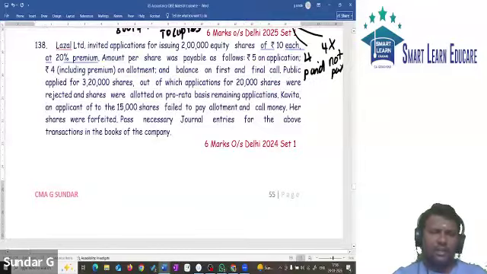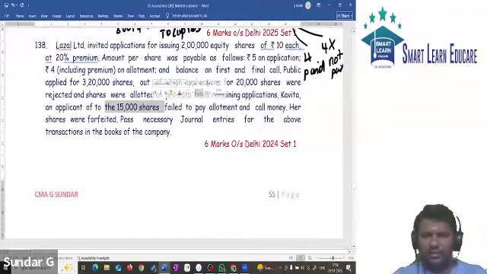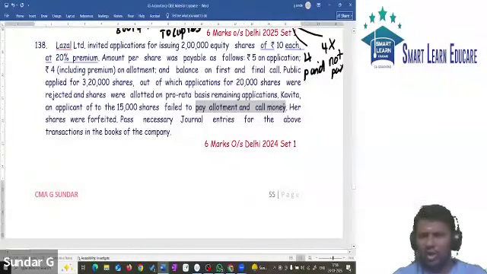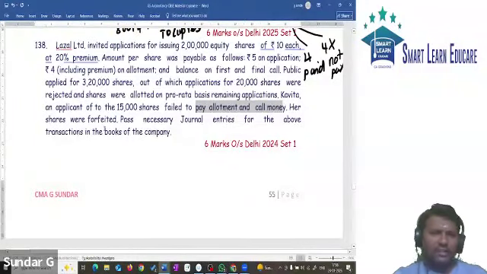Kavita, an applicant of 15,000 shares, failed to pay allotment and call. Allotment also not paid, call is also not paid. Her shares were forfeited. Pass journal entry in the books of the company.